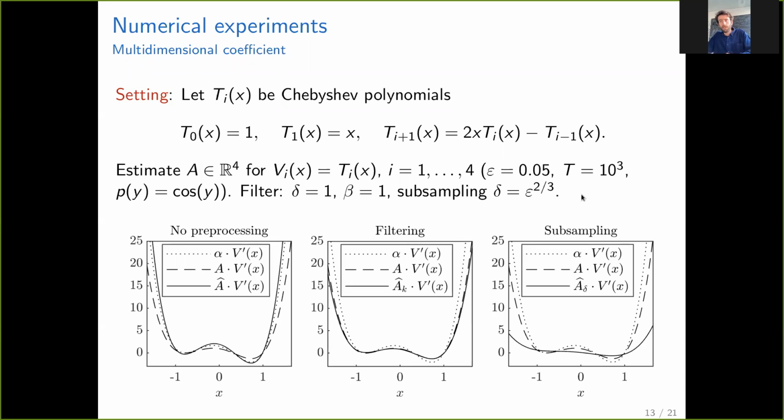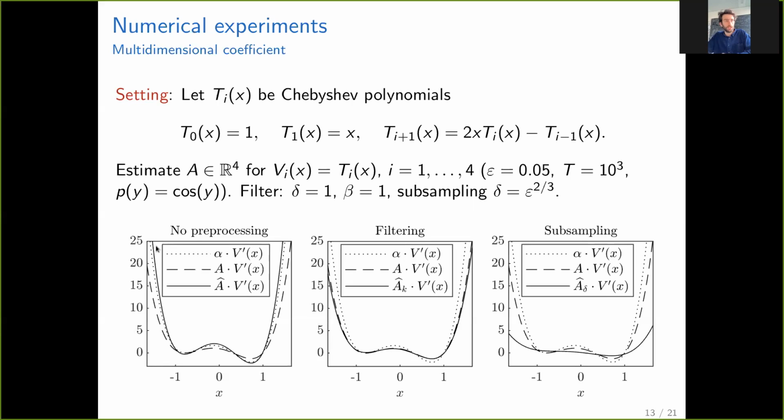And for the subsampling, we just choose delta equals epsilon to the 2/3, since in the original paper by Greg Pavliotis and Andrew Stuart, the exponent 2/3 is said to be the optimal one, heuristically. So we see that if we do no preprocessing, we actually converge. We are very close to alpha scalar V. Sorry, here it should be V, not V prime. It's just alpha scalar V. So this is the potential, not its derivative.